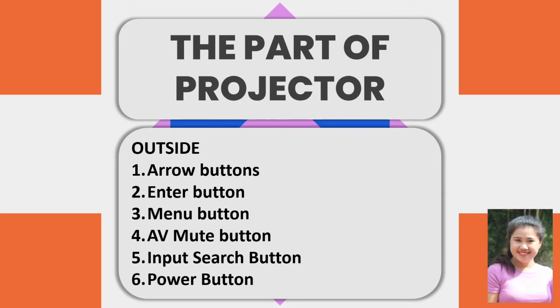In both situations, you can use the menu button to get the interface of the menu and navigate between the different menu options. AV mute button, to blank the screen and mute audio for a while. Input search button. The input search button helps you to choose the input port in which you want to receive a video signal. There could be various input ports according to your projector model: HDMI, VGA, and screen mirroring. Power button. The power button is used to power up the projector.